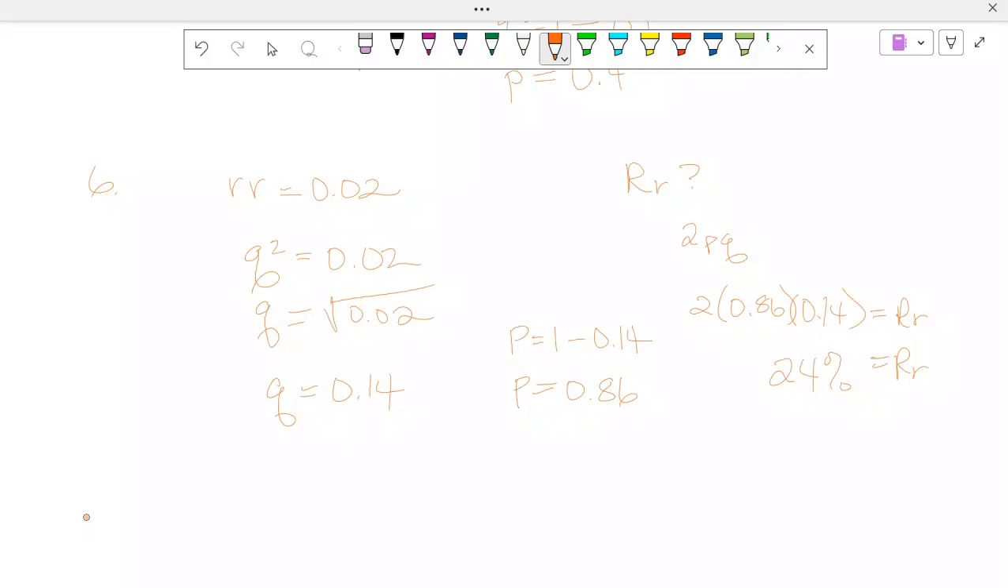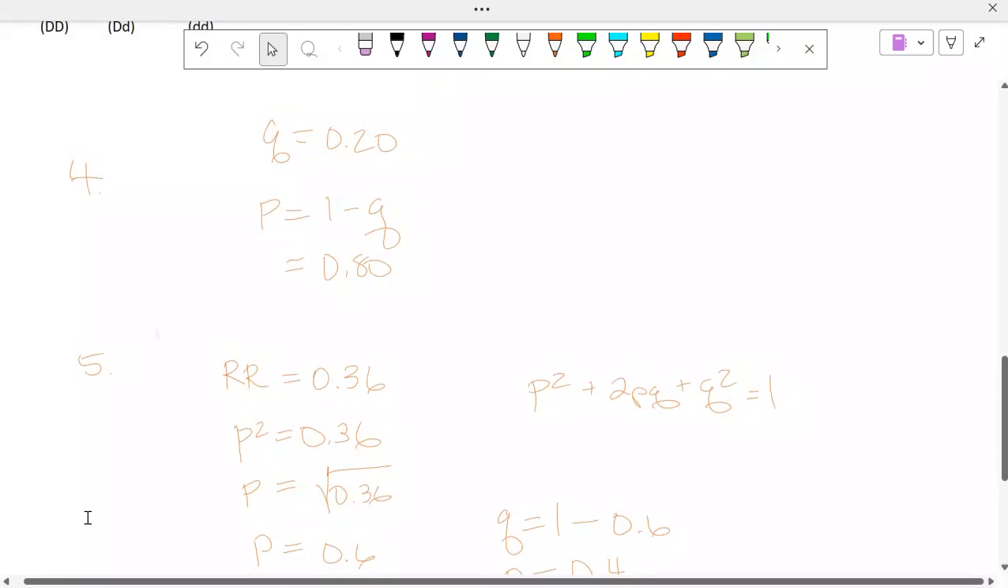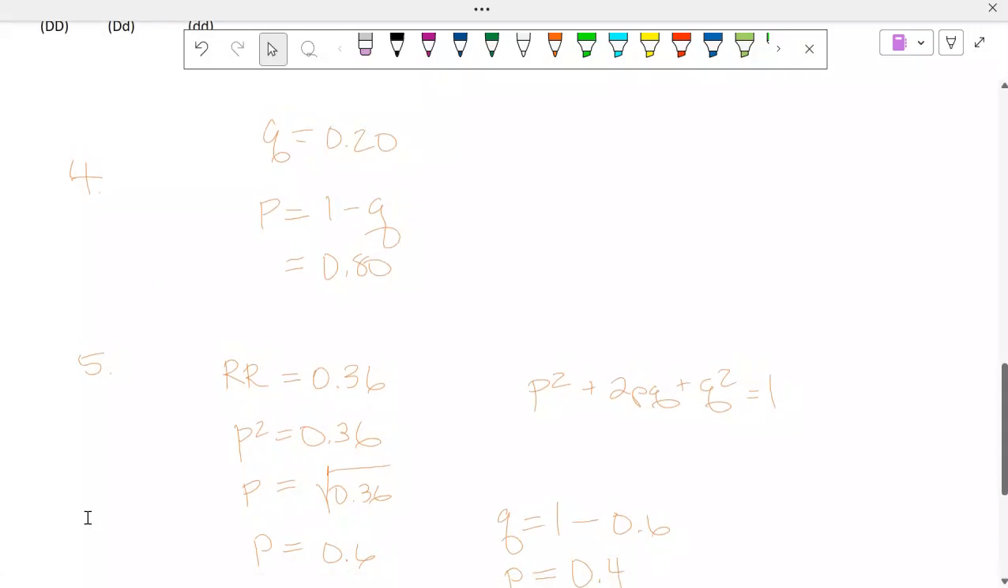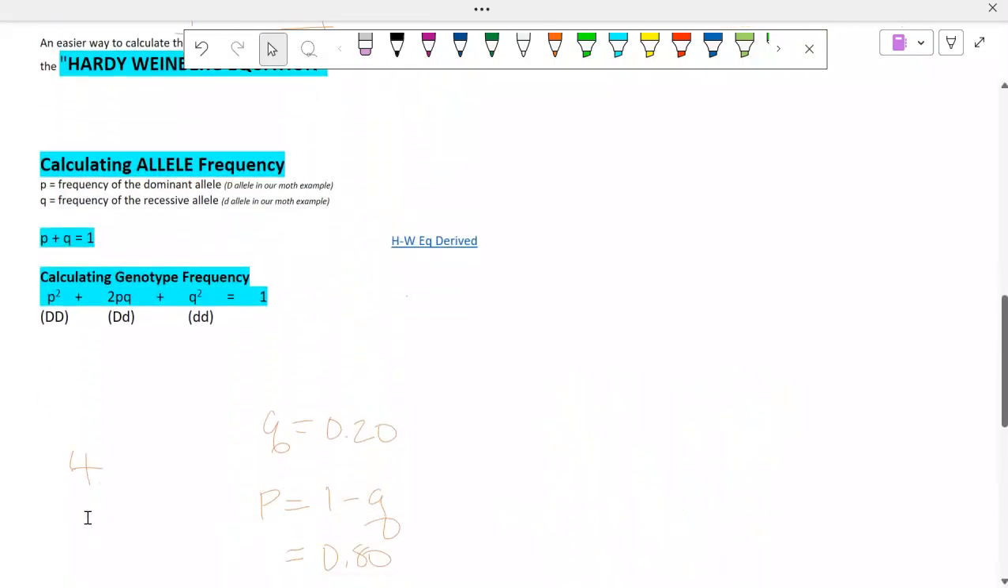From there, we could find the homozygous dominant as well. But that's how you apply Hardy-Weinberg. And that is how you are able to work through these problems and look at the evolutionary data on a baseline scale for a population that is not evolving, which is not natural. But it allows you to be able to apply both equations in order to calculate the allele frequency and the genotypic frequency.